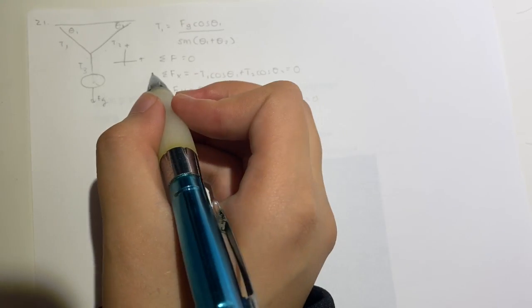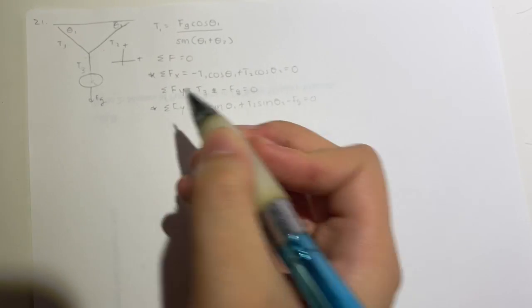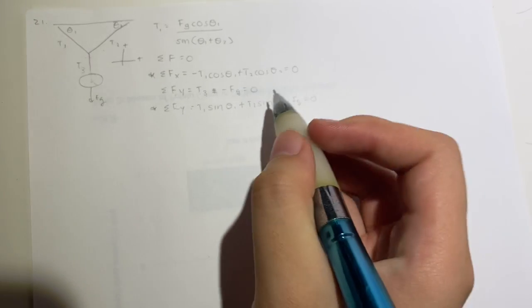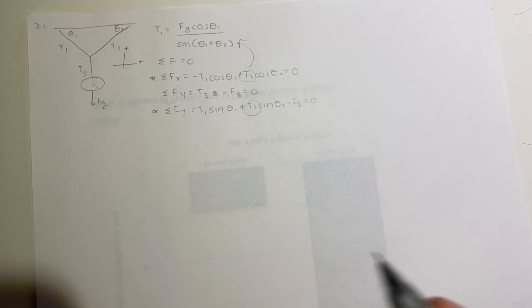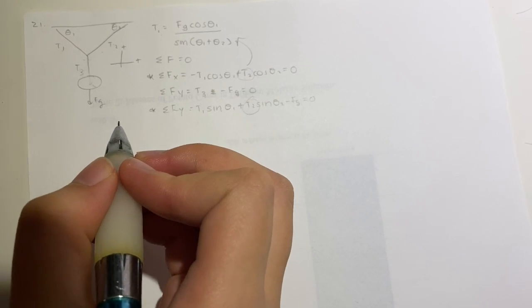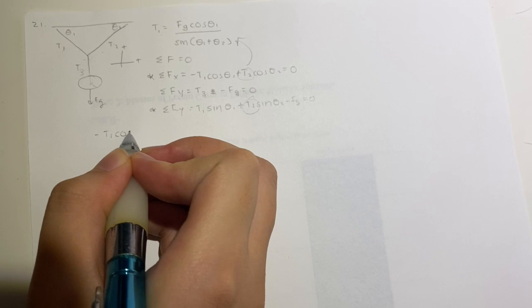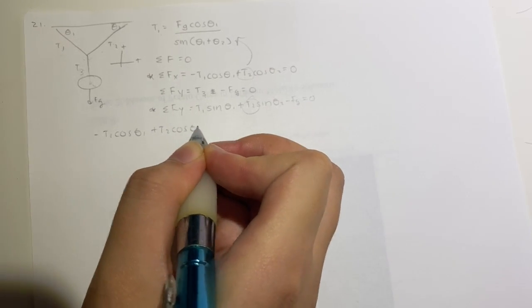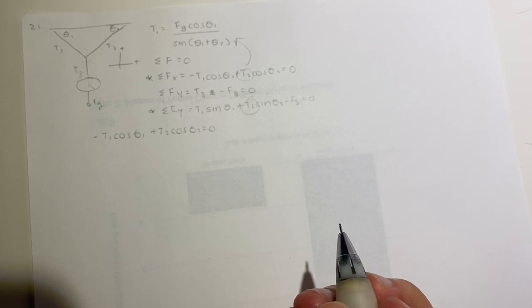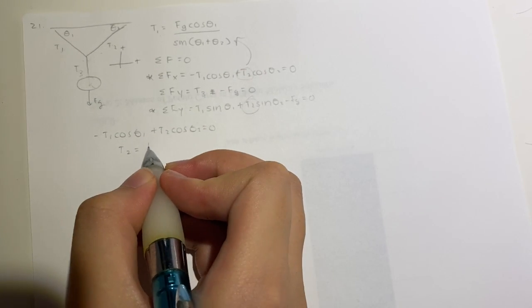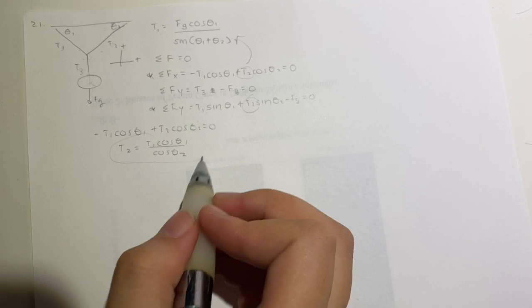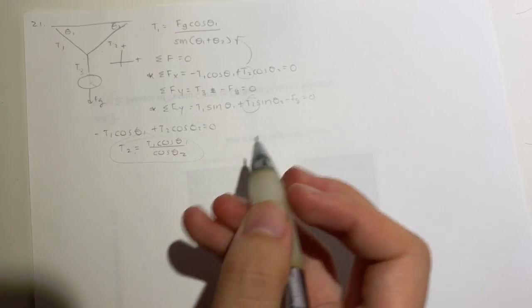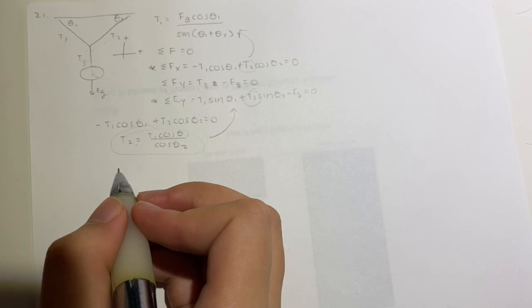So now we have the sum of the forces in the x direction and the sum of the forces in the y direction, which gives us a system which can allow us to solve for T2 in order to eliminate that parameter, which will allow us to achieve this final equation here. Just solving this system, if we take the sum of the forces in the x direction, negative T1 cosine theta 1 plus T2 cosine theta 2 equals 0, we can solve for T2, which gives us T1 cosine theta 1 over cosine theta 2, an expression which we can plug into the sum of the forces in the y direction.